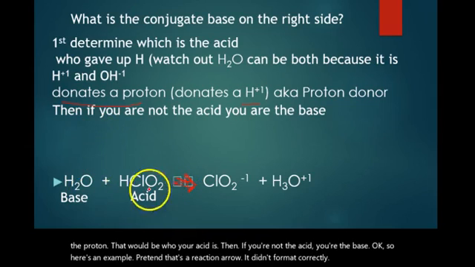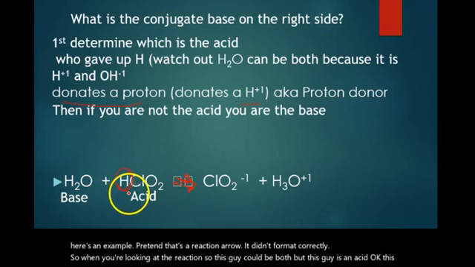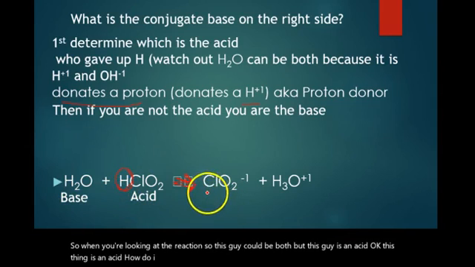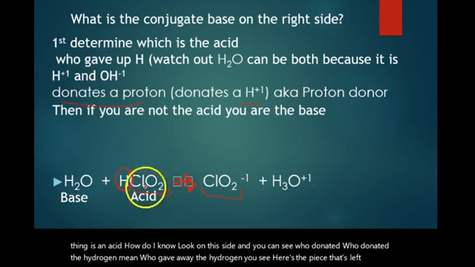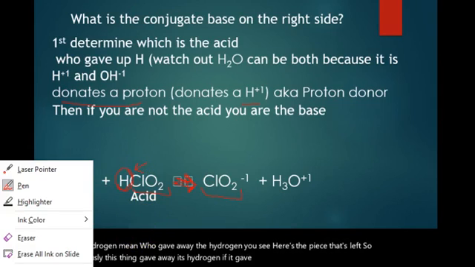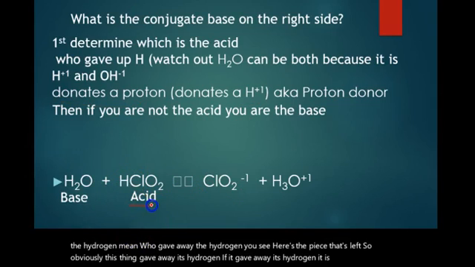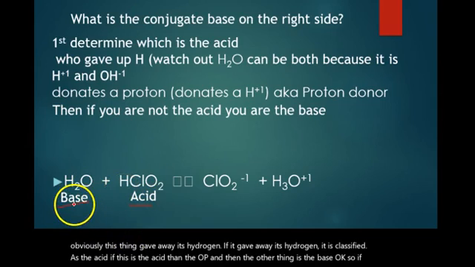So when you're looking at the reaction, this guy could be both, but this guy's an acid, okay? This thing is an acid. How do I know? Look on this side and you can see who gave away the hydrogen. You see, here's the piece that's left. So obviously, this thing gave away its hydrogen. If it gave away its hydrogen, it is classified as the acid. If this is the acid, then the other thing is the base. Okay, so if you're not the acid, you're the base.